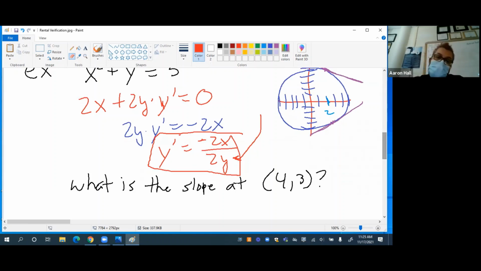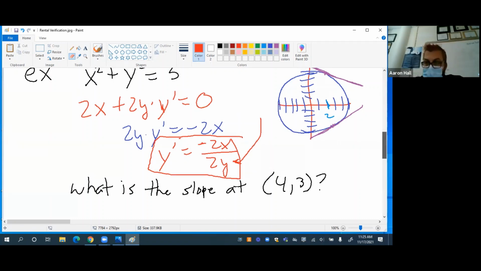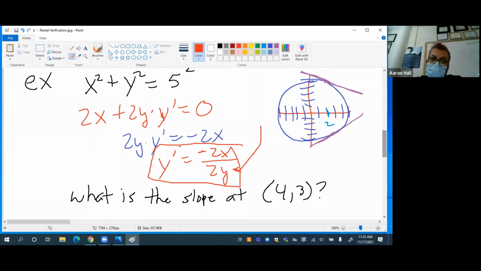What is the slope at 4, 3? Is it going to be a positive or negative slope? Simplify that equation. I had 1, 2, 3, 4, and then 3 up. What's the slope going to be, positive or negative? Negative. It's going to be a negative slope.